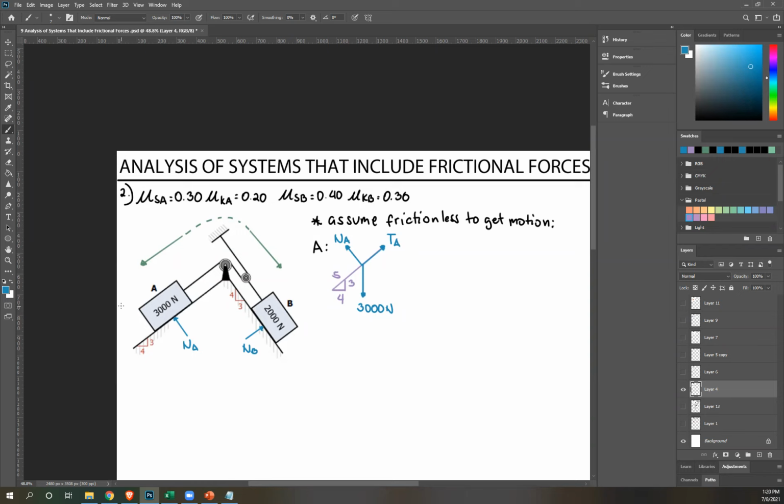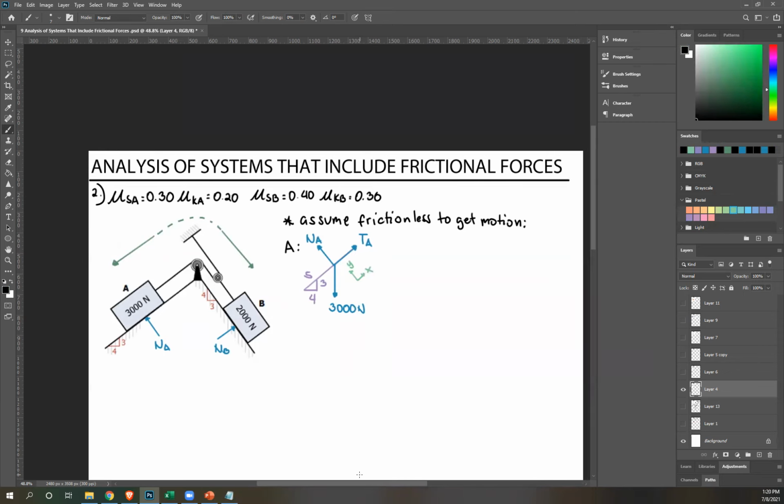So to get the value of tension, I'm going to rotate my axis because, as you've seen earlier, if I rotate it, the solution is shorter. So I'm going to write that here. Just as a reminder, this is my x-axis, this is my y-axis. I'm not going to physically rotate it anymore. Now, if this is my x and y-axis, this 3,000 Newton force is at an angle. So now I need to know what that angle is.